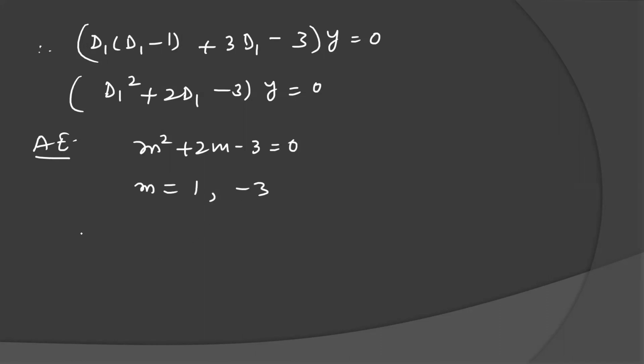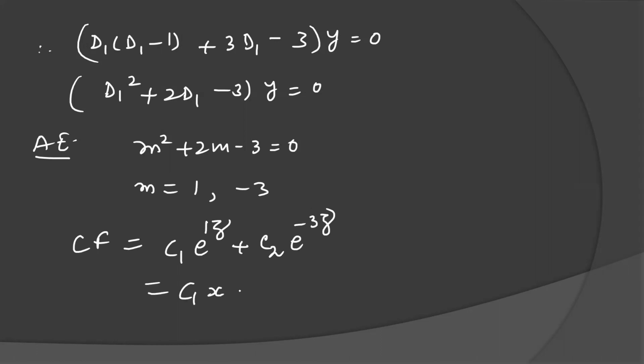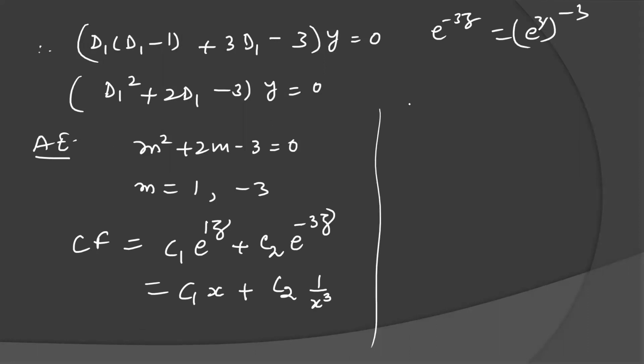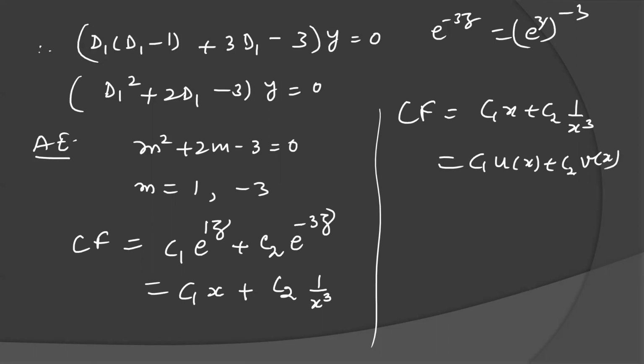You can check it. So your complementary function will be c1 e to the power 1 z, because the independent variable is z now, plus c2 e to the power minus 3z. Or you can write c1 x plus c2 1 over x cube, because x equal to e to the power z. So e to the power minus 3z you can write this way, e to the power z to the power minus 3. So it will become x to the power minus 3 or 1 upon x cube. Now if you compare the CF c1 x plus c2 into 1 upon x cube with c1 u x plus c2 v x, your u x is equal to x and your v x is 1 over x cube.